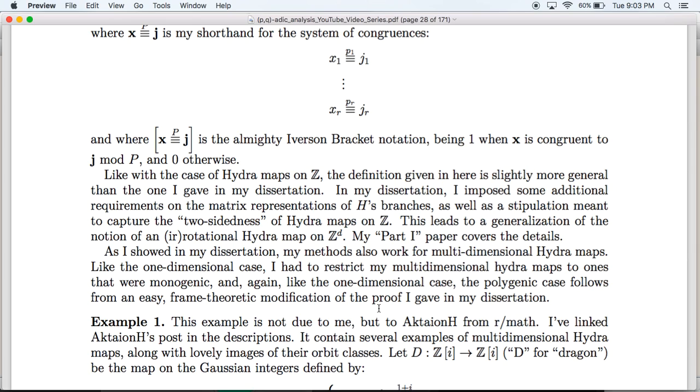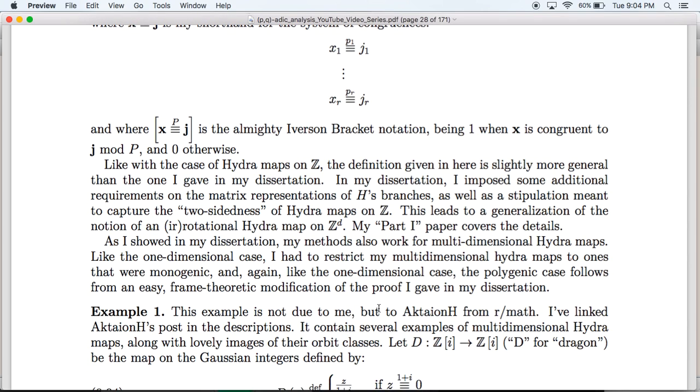But like with the one-dimensional case, you can use frames to easily make sense of the polygenic case, and everything's nice. So here, I'm going to give an example. I found this example on Reddit by Actaeon H. They made a post on the math subreddit, and I've linked the post in the description. It contains several examples of multidimensional Hydra maps, along with some lovely images Actaeon H made of their orbit classes.